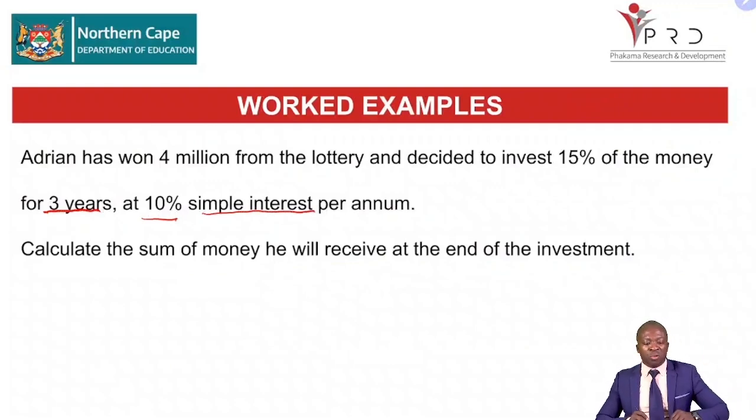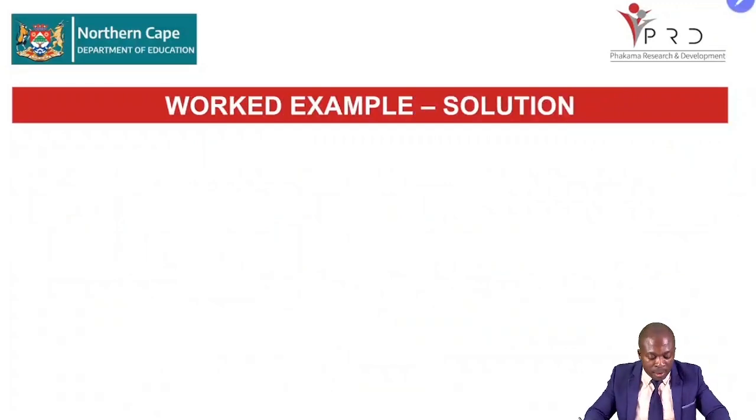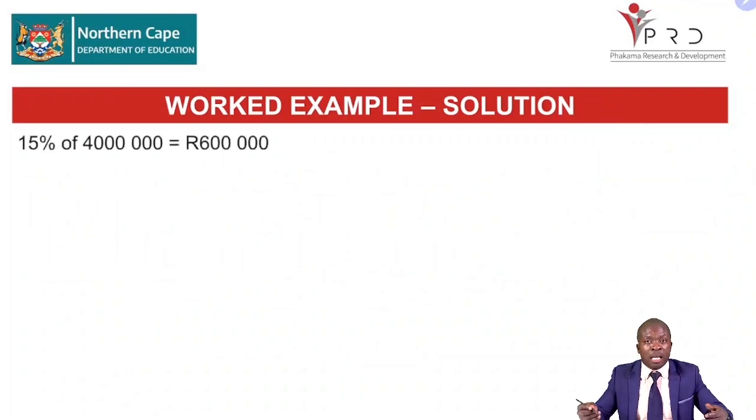So my question to you is, find out the money that you receive at the end of the investment, meaning at the end of 3 years, how much money will Adrian get? So this is how I wanted you to approach it. Or when you find such a question, this is how I want you to do it.